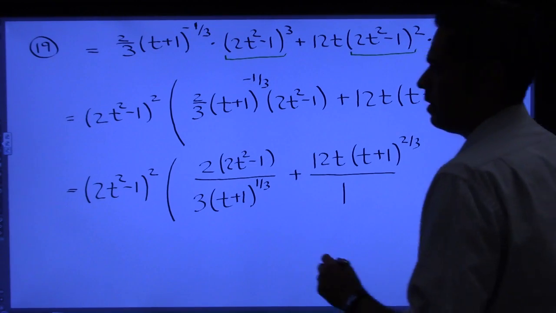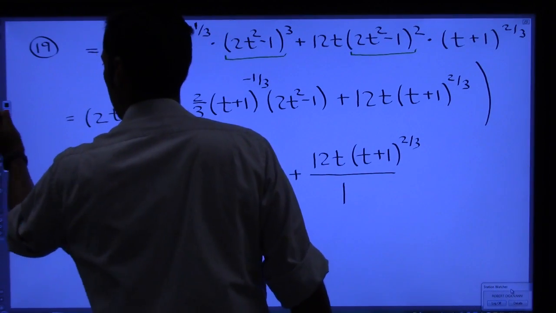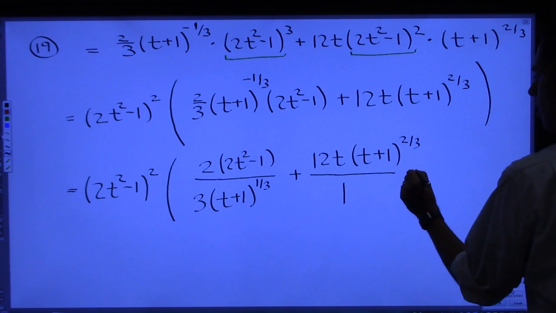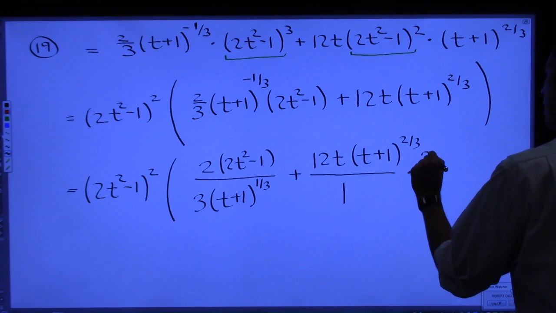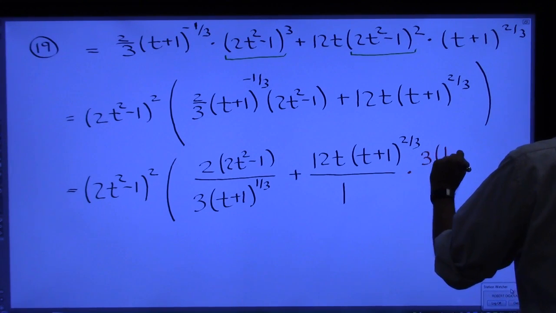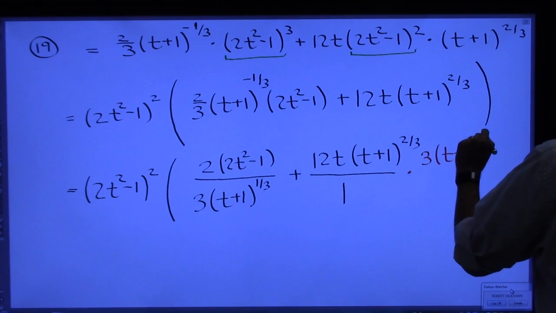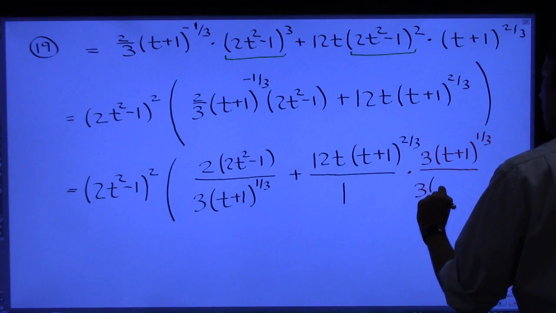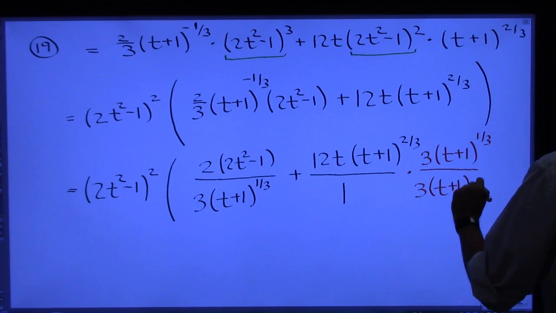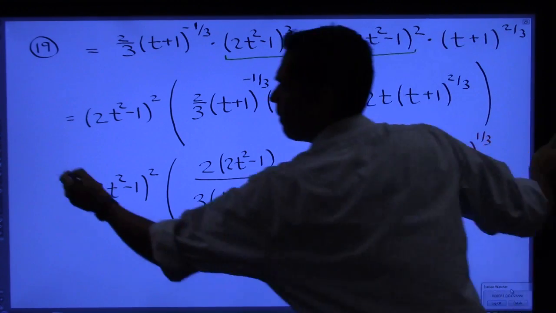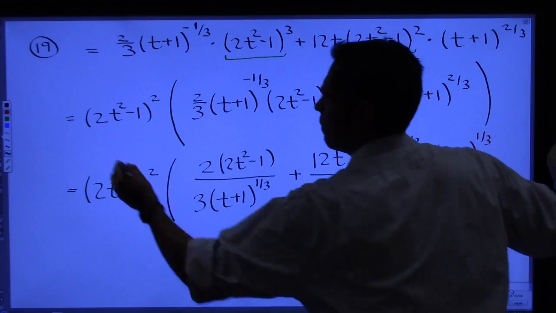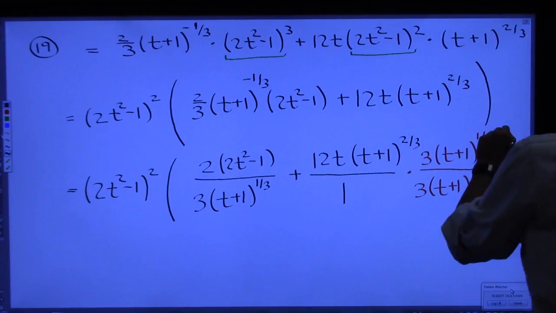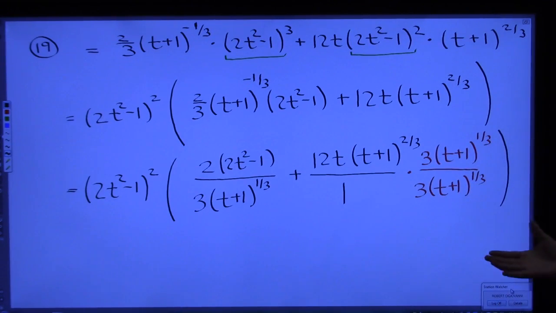I'm going to squeeze that in there. Here it comes. I'll do it in red. I'm going to multiply the top and the bottom here by 3 times (t plus 1) to the 1/3 on the top, and then 3 times (t plus 1) to the 1/3 on the bottom. And I can close that off. So that's the same expression.